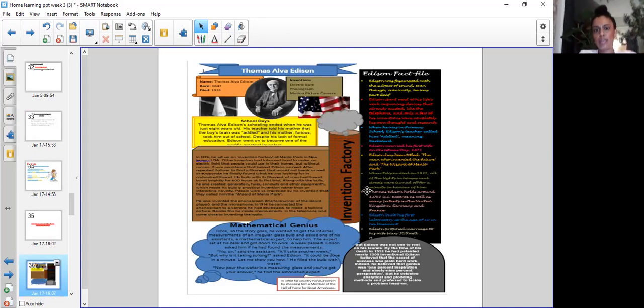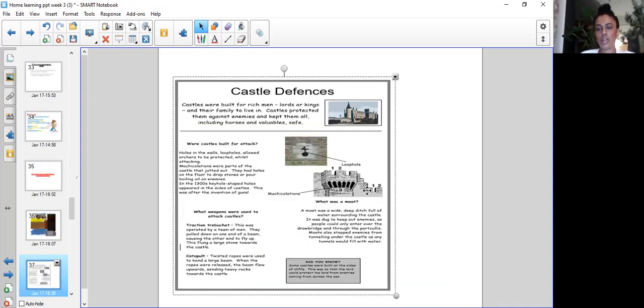It has a little bit of information about his school days, a bit about his life, the fact that he was a mathematical genius, and some more information is now given. But all of the information that's given provides you an understanding of this person, but it isn't in a specific order. Here is another non-chronological report on castle defences.